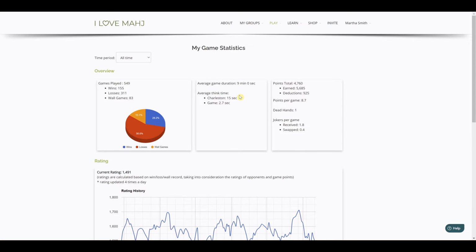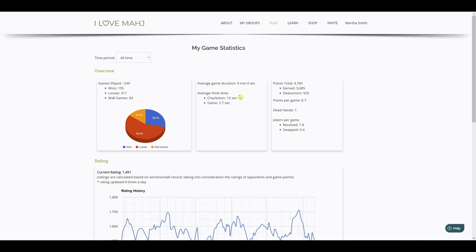The think time for the Charleston includes the time it takes you to pass tiles, as well as the time required to make decisions such as continuing the Charleston or how many tiles to pass in the courtesy pass. The think time for the game includes the time taken to discard a tile when it's your turn, and the time taken before calling or ignoring a discard.